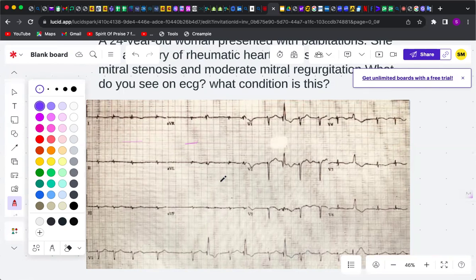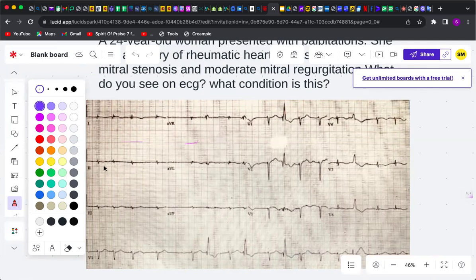Yeah. So, quick one. This was the case called the Ashman's phenomenon. Okay, this was the Ashman's phenomenon, and we already talked about it in my previous video about the Ashman's phenomenon. You could just go in there and have a look at it on my YouTube page.